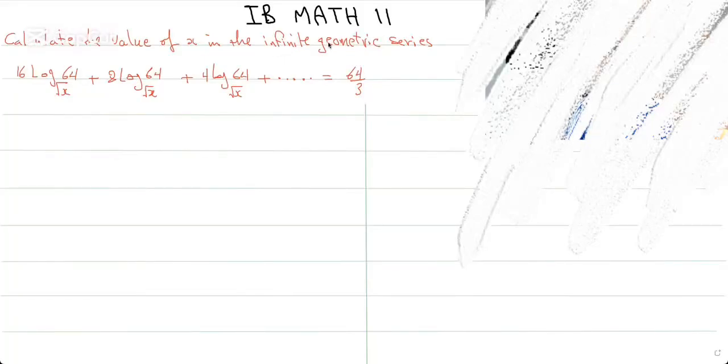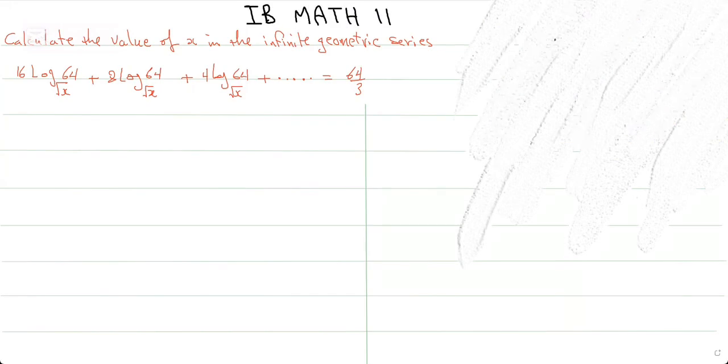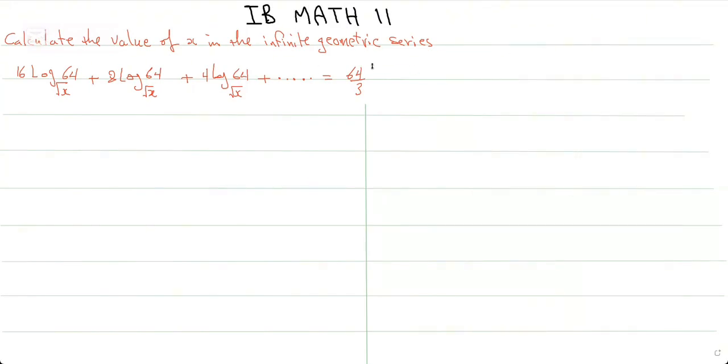Calculate the value of x in this infinite geometric series. So here we have the sum of an infinite geometric series, and the sum of an infinite geometric series equals a over 1 minus r. A is the first term, and r is the common ratio, what we multiply by every time to get from one term to another.